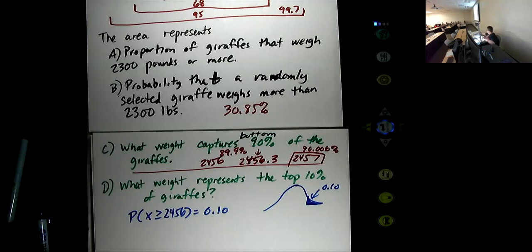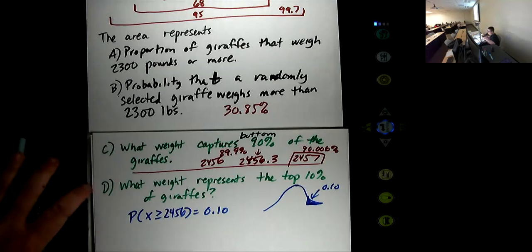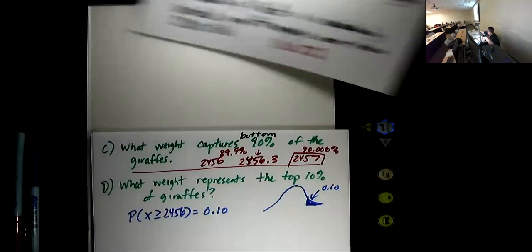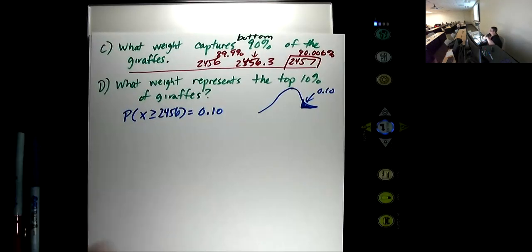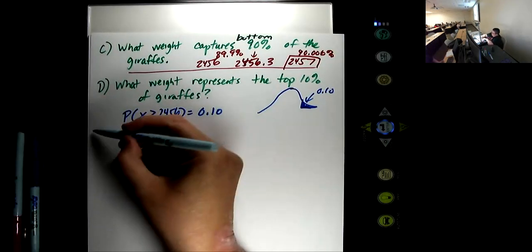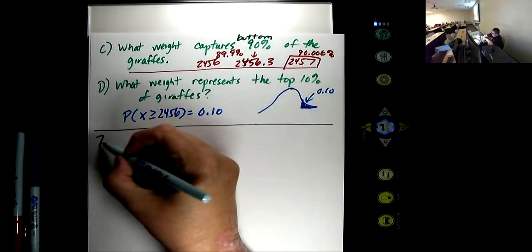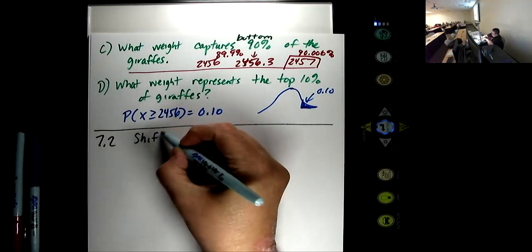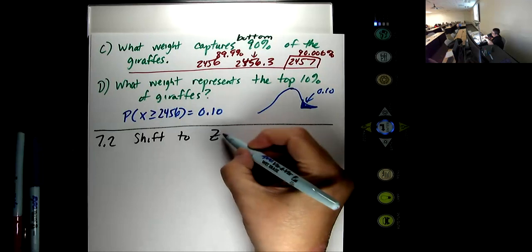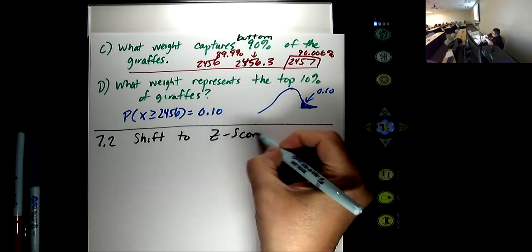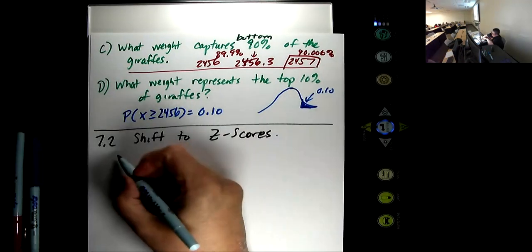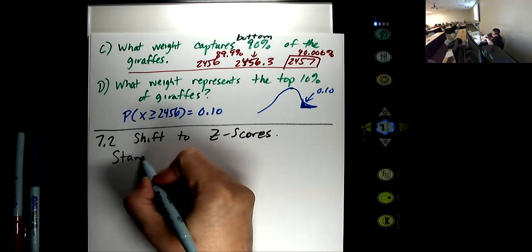That's kind of 7.1. 7.2 shifts to z-scores. And rather than being the normal distribution, this is called the standard normal distribution.